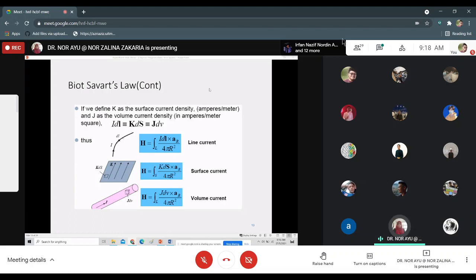So this is the distributions of a current. Again, if you saw before this in electrostatic, we have line charge, surface charge, and volume charge. Now we are having line current. So you can see here, H is the integration of IDL cross AR. If surface, we have the integration of KDS cross AR. And for volume, we have the integration of JDV cross AR.